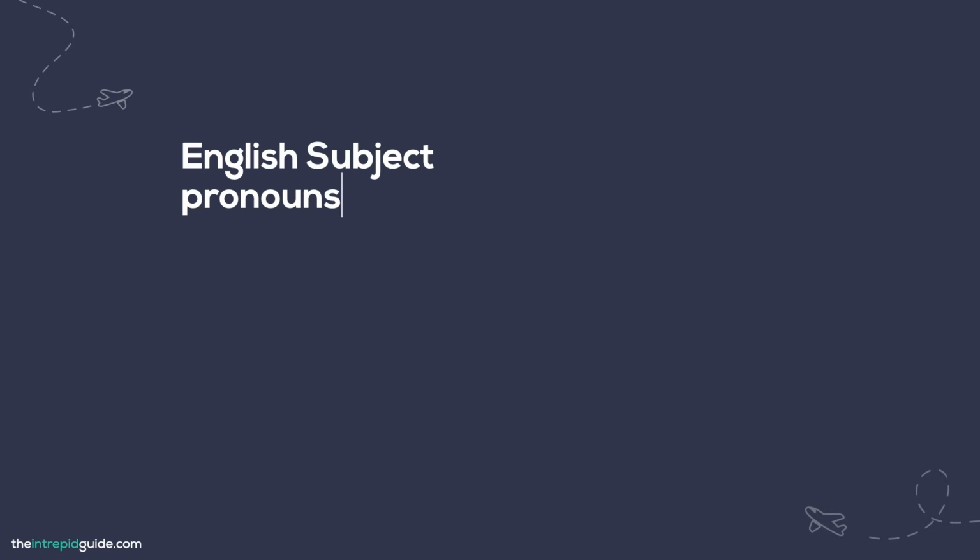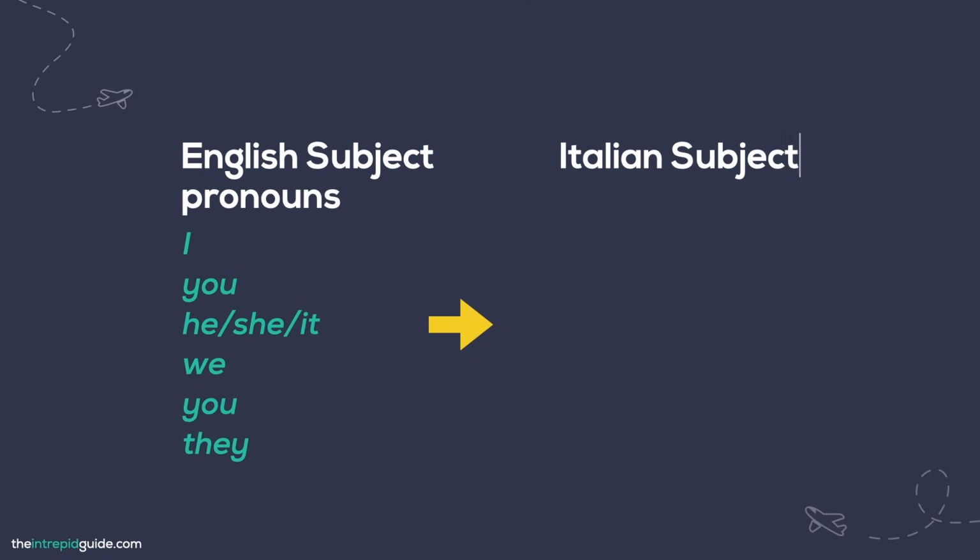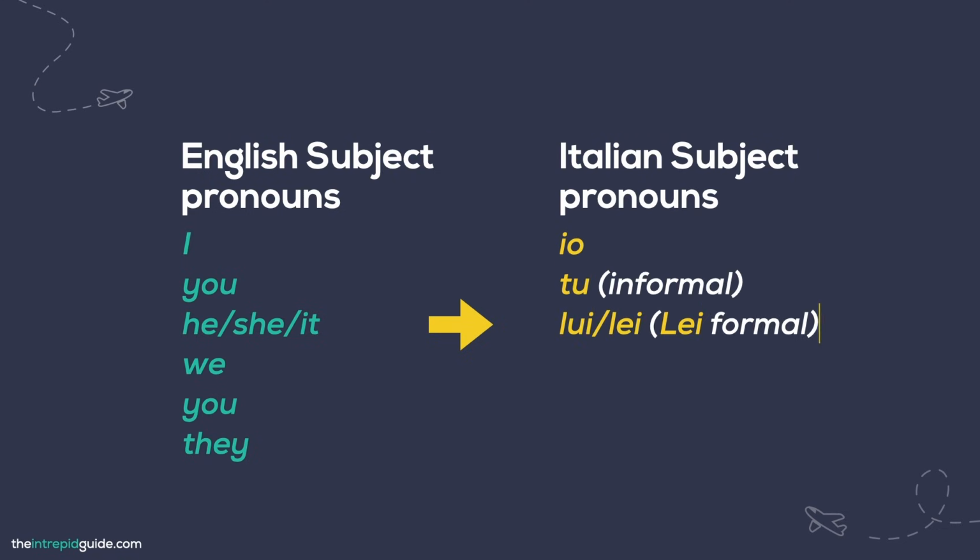Next up we have subject pronouns. Now what are subject pronouns? Well, in order to conjugate Italian verbs, we must first familiarize ourselves with subject pronouns. Now subject pronouns in English are I, you singular, he, she, it, we, you plural, or you all, or y'all, and they. Now here they are in Italian. We have io, I, tu, you informal, lui, lei, he, she, noi for we, voi for you plural, and loro for they.